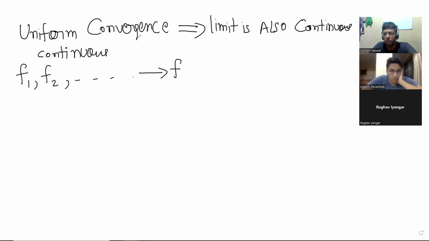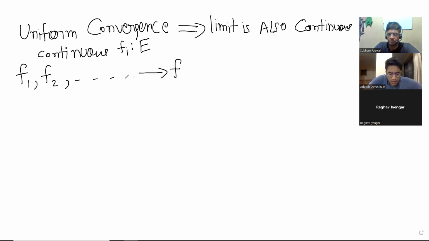Maybe Adish, if you remember, you can recall the definition of uniform convergence. Each f_n is on a certain domain. Let's keep it any domain E. Let's say this sequence of functions is defined on a set E. This is also the notation that Rudin uses. Now, what does it mean to say that these converge uniformly to f? What's the meaning of uniform convergence?